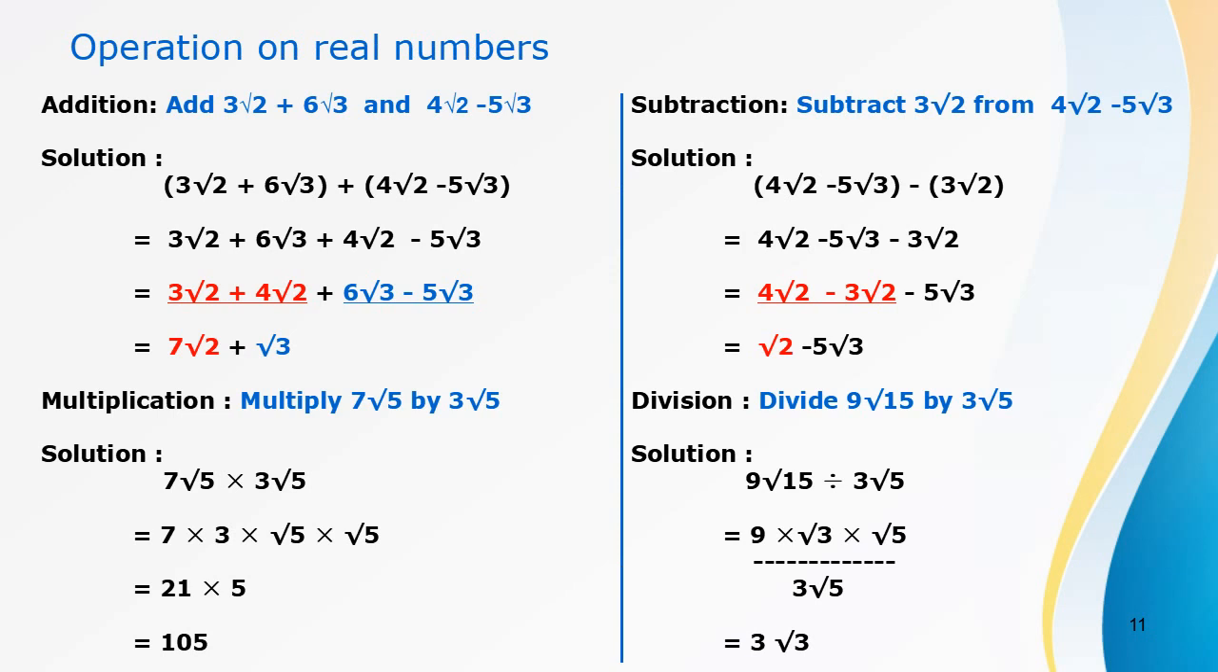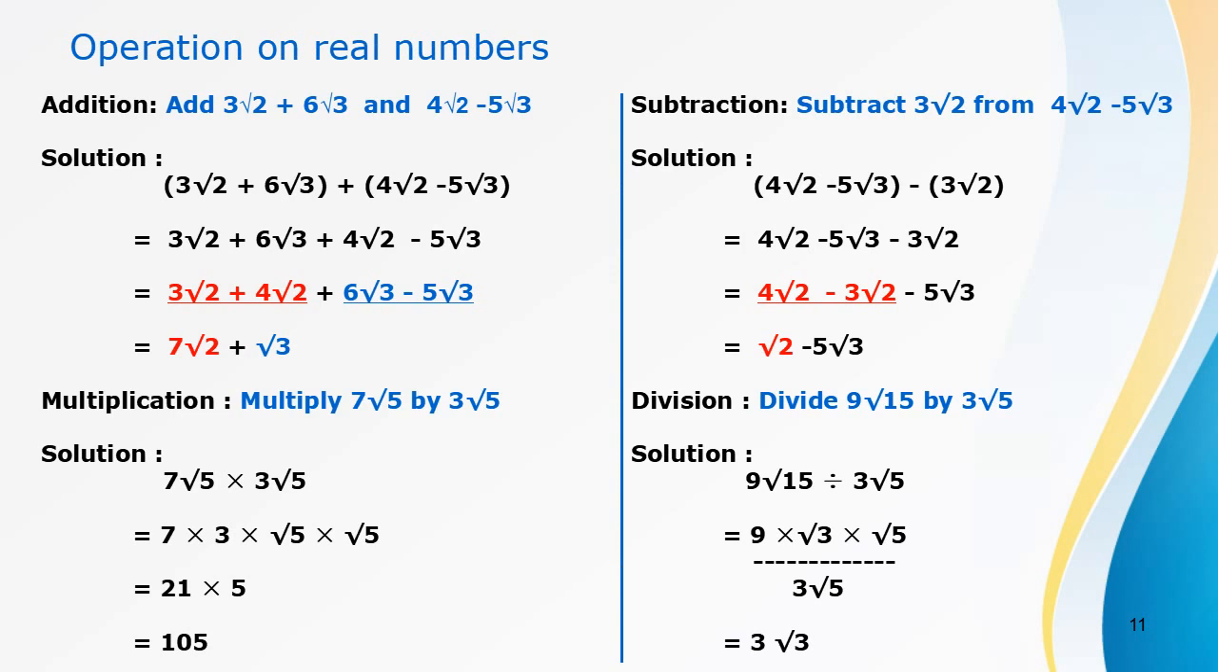Let us see basic operations on real numbers. Addition. Add 3√2 + 6√3 and 4√2 − 5√3. Here first of all we will take all this in brackets and then we will keep √2 together and √3 together. So finally we will get 7√2 + √3.